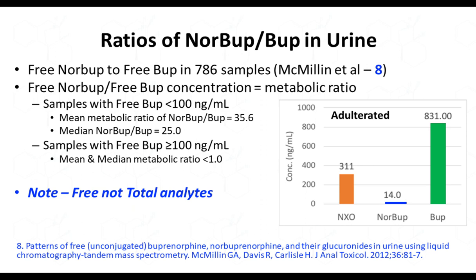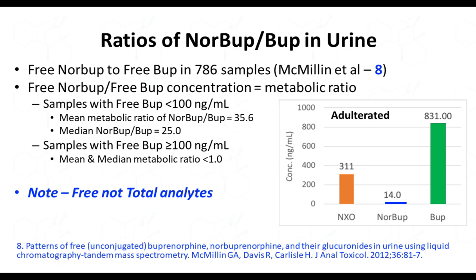So this is showing you the typical profile that you would see in a sample. This is one of our samples tested at UCSD with the free method. So the free norbuprenorphine is quite high, 250. The buprenorphine is much lower, 6.8. And in this case, we did detect a little free naloxone, 6. As I said before, our cutoff is 5, so many of the samples are less than 5.